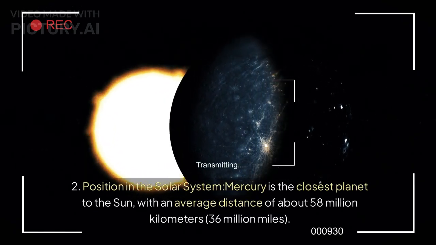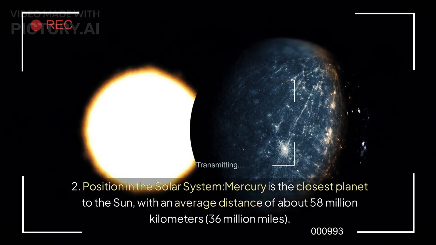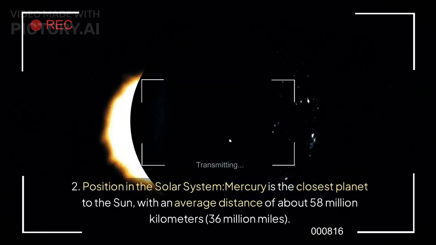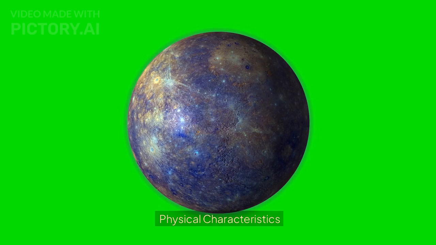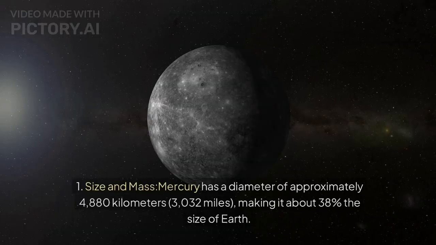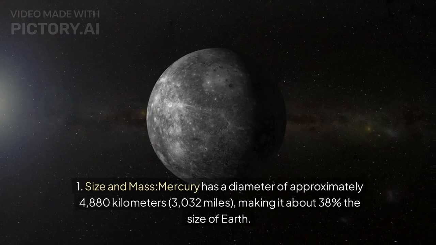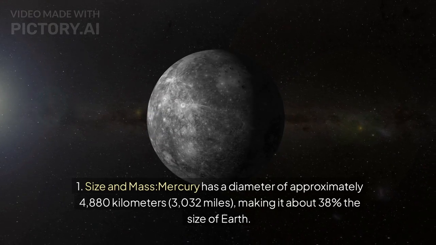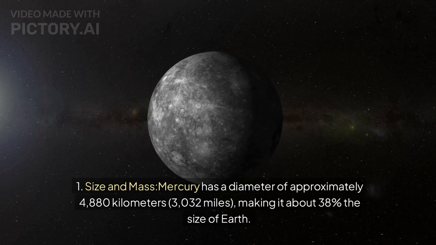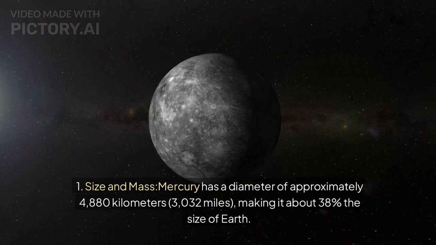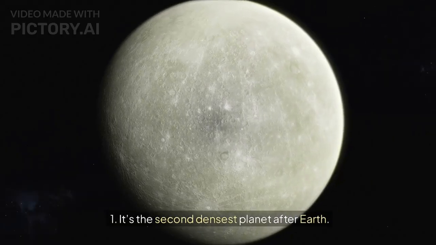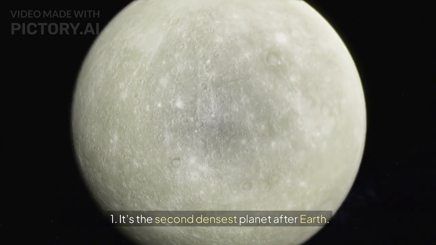Mercury is the closest planet to the Sun, with an average distance of about 58 million kilometers, 36 million miles. Physical characteristics. Size and mass. Mercury has a diameter of approximately 4,880 kilometers, 3,032 miles, making it about 38% the size of Earth. It's the second densest planet after Earth.